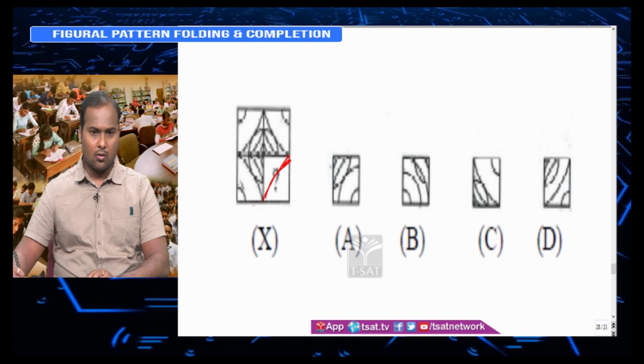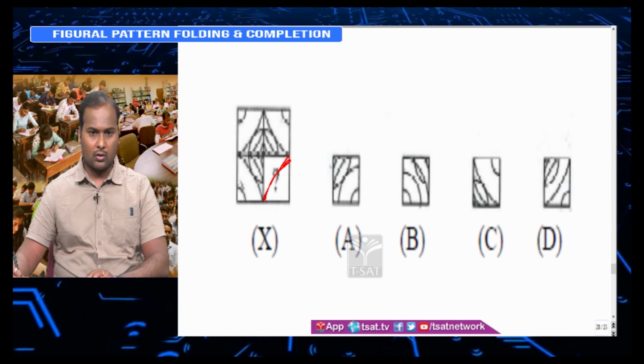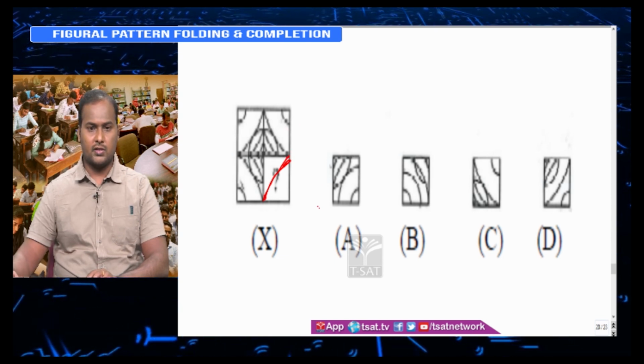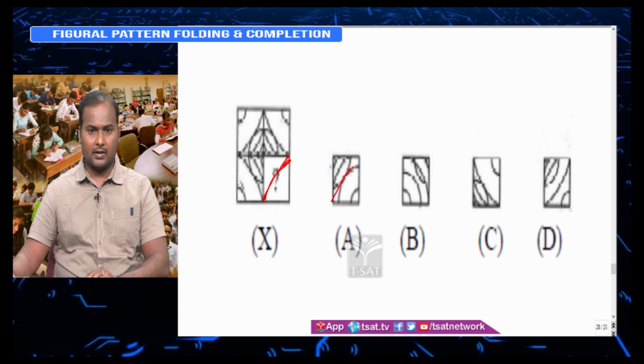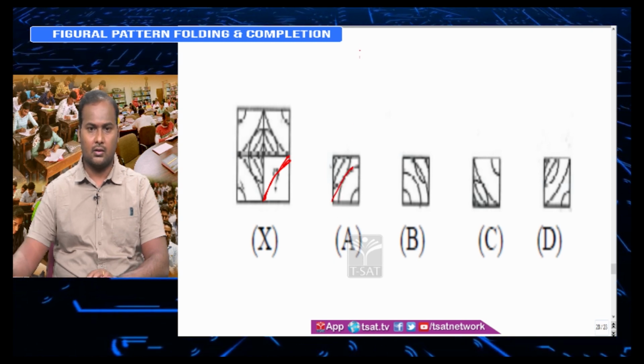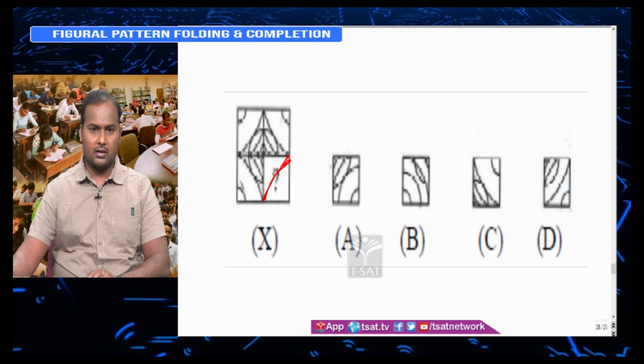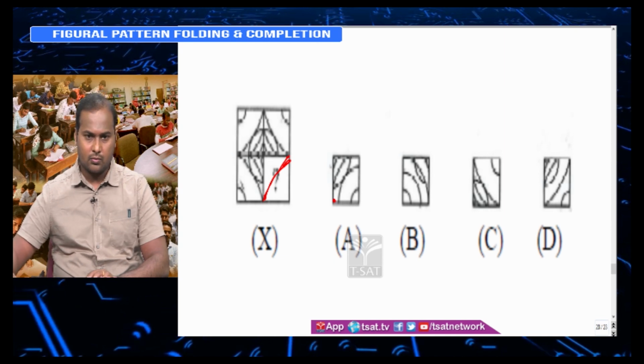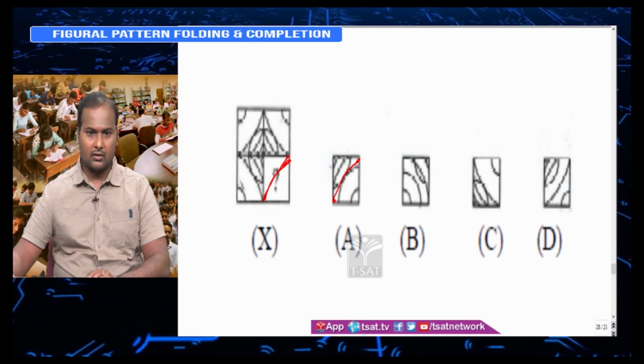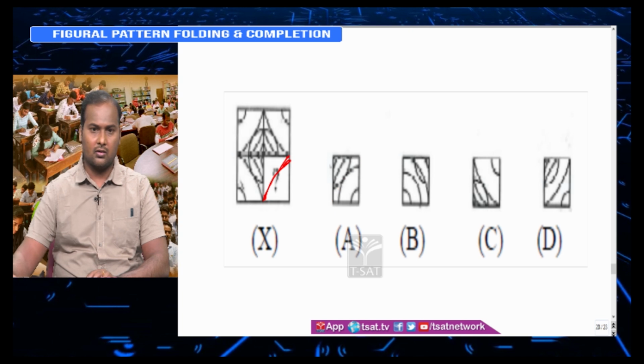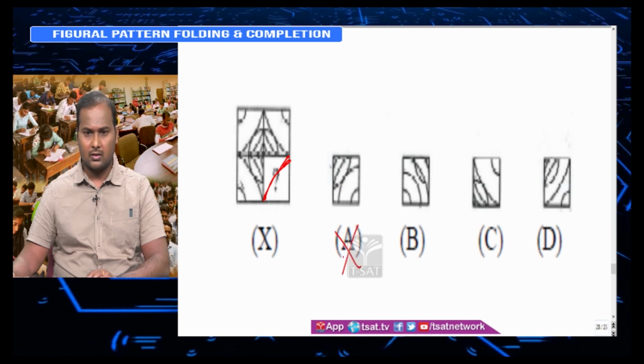First elimination here, one line should be drawn from one point to the next point. You see option A, from here to here there is no line. It is starting somewhere from here, right? So in case of option A, if the line is from this point to this point, then that will be correct. But in option A, it is not there. So obviously option A becomes wrong.